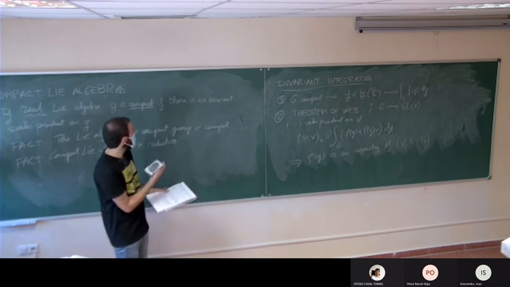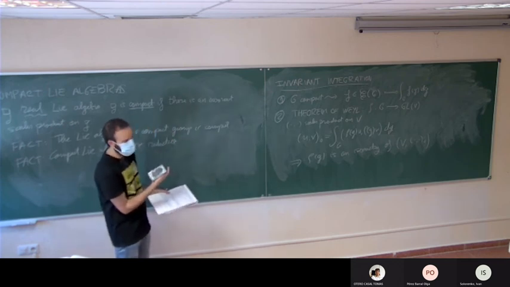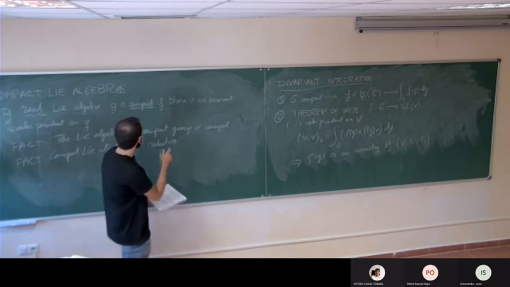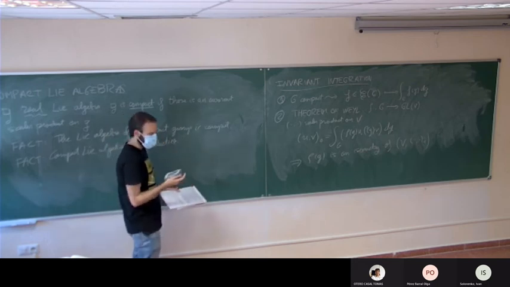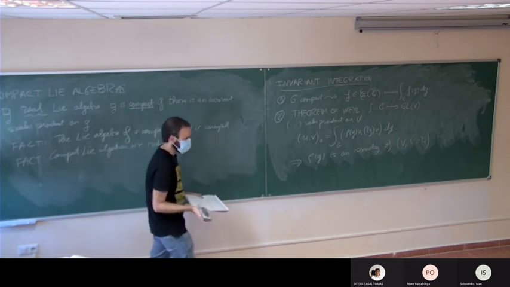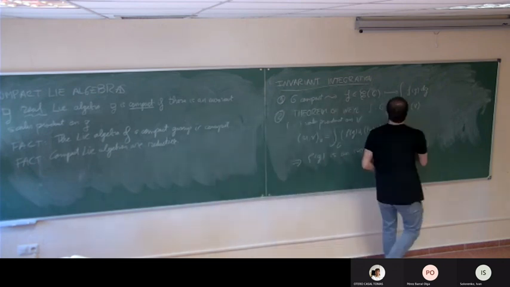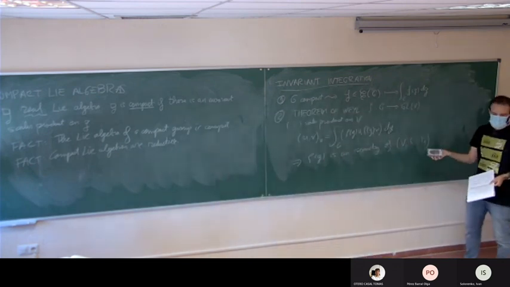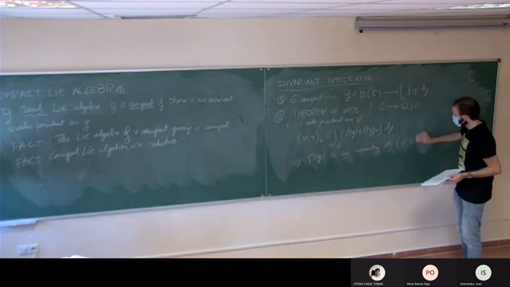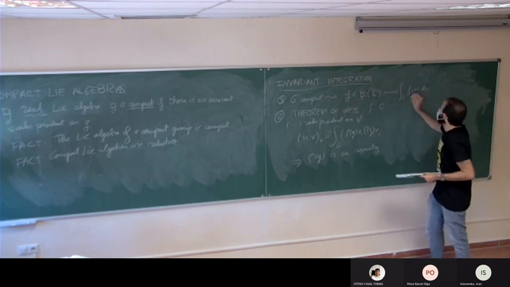You can also say that G is compact if the group of inner automorphisms is compact, and you can prove that this condition is equivalent to G being the algebra of a compact Lie group. But this is like a fully algebraic definition of compactness.